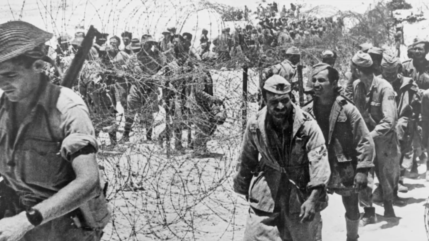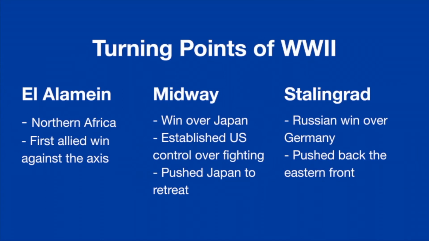In northern Africa, the Battle of El Alamein marked the first Allied win in the battle against the Axis powers. In the Pacific, the Battle of Midway was a U.S. win over Japan. This win re-established U.S. control over the fight and pushed the Japanese into retreat mode. But most importantly, the Russian win over Germany at Stalingrad pushed the Germans back on the Eastern Front.